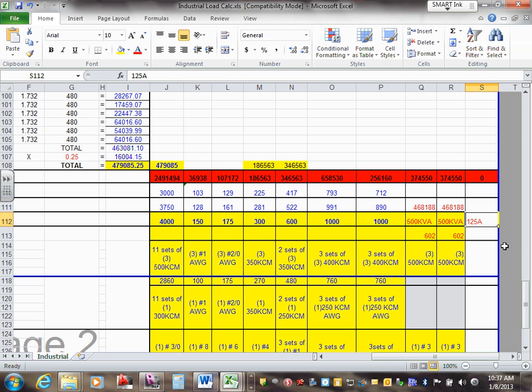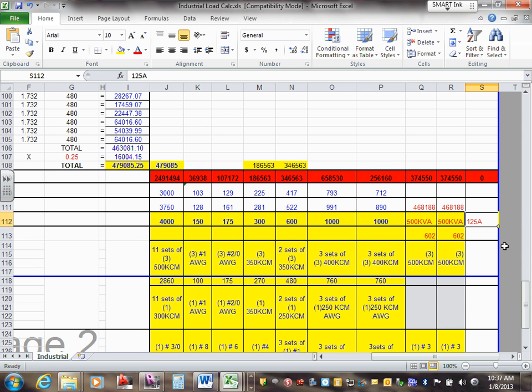Remember, these panels are 480-277, guys. The lighting panel is a 480-277 panel. The only 208-120 panel is the receptacle panel and the bus duct, which is 208. That's why the amps is small, Jeff, because the voltage is high.